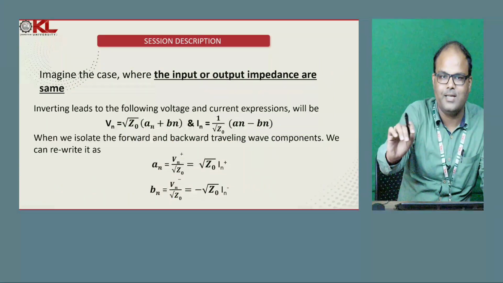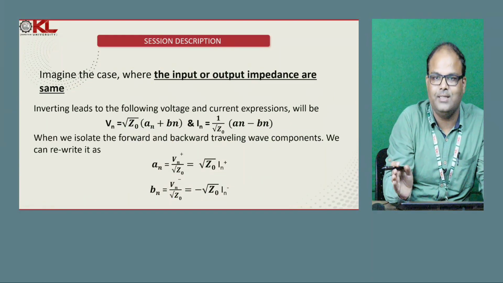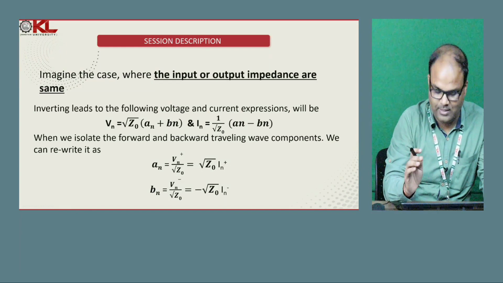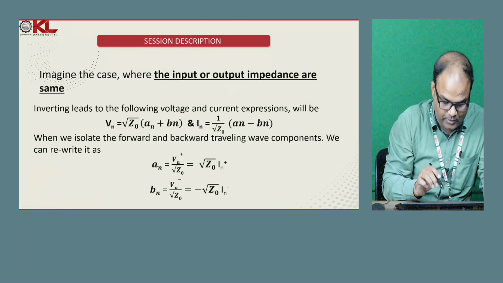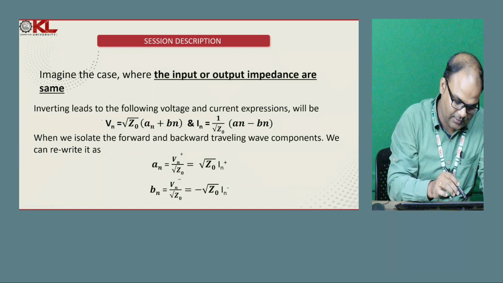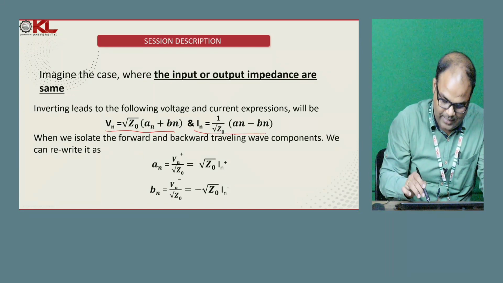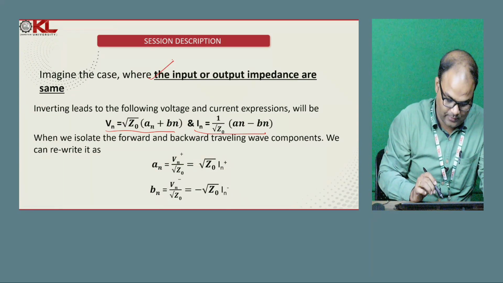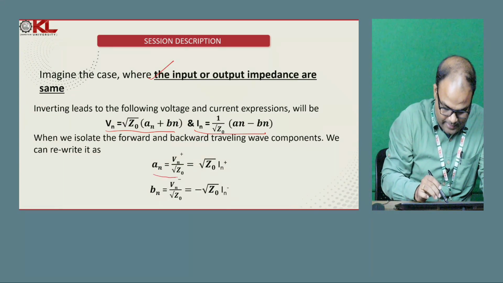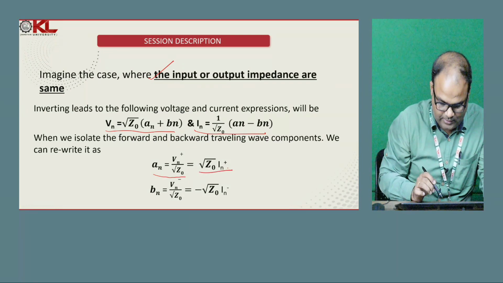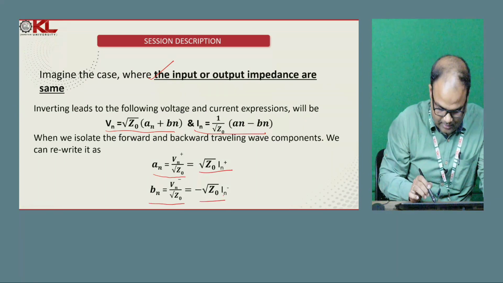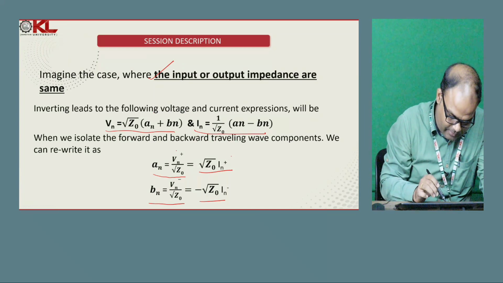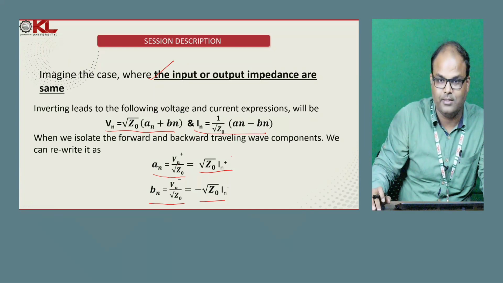Now imagine the input and output impedances are the same, then inverting leads to the following voltage. If we simplify those equations, we will get Vn equal to this and In equal to this, if we follow this condition. Then from that we can find an equal to this, or bn equal to this. From that we can find this one, and then we will rewrite the equation.